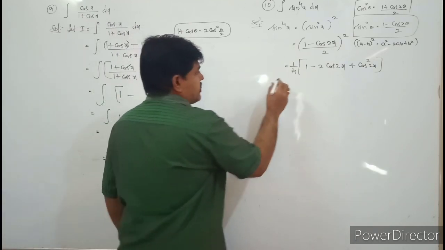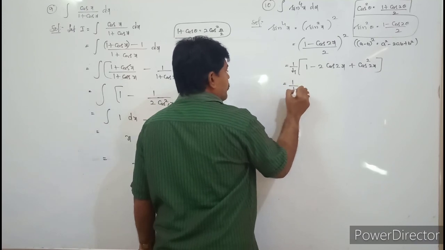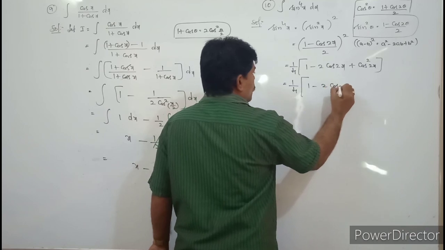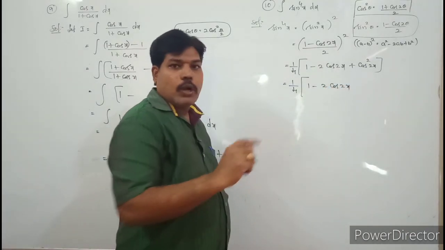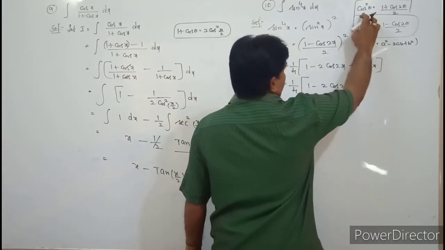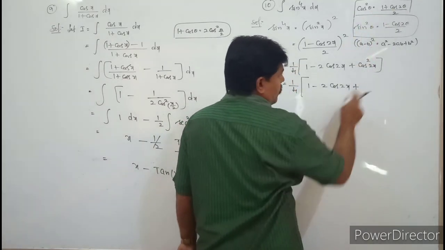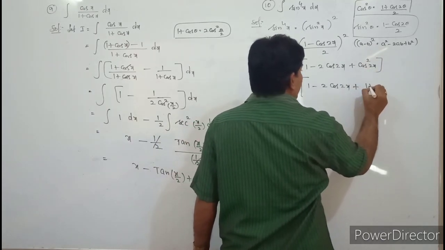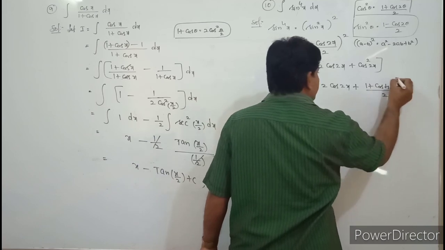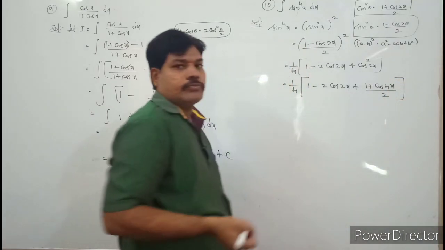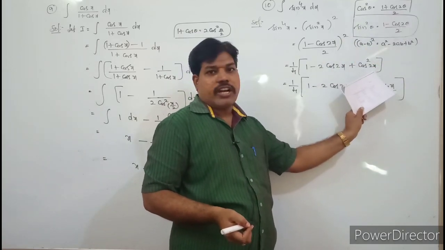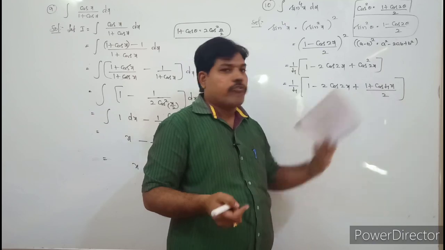So what happens, students? This is nothing but 1 by 4 into 1 minus 2 cos 2x plus cos square 2x. Cos square theta is 1 plus cos 2 theta by 2. Cos square 2x will become 1 plus cos 4x by 2. See that one. In the place of theta you have 2x, so 2 into 2x becomes 4x.